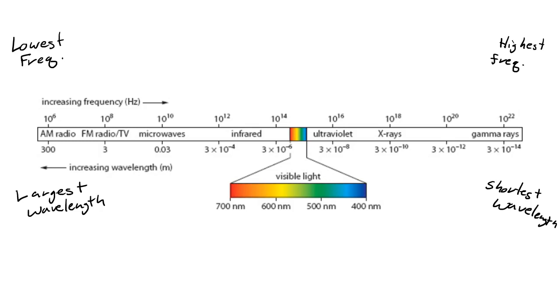The waves with the shortest wavelength are gamma rays, and they also have the highest frequency, so you can find them here on the right. Gamma rays have the shortest wavelength and the highest frequency. If we look on the far left-hand side for the lowest frequency and the largest wavelength, we see that we have radio waves out here.